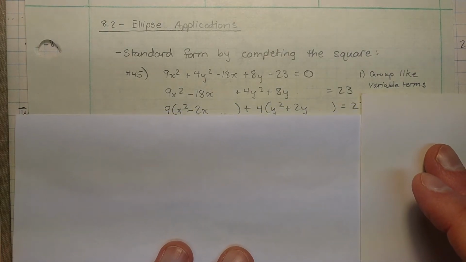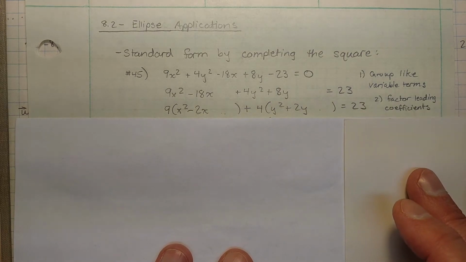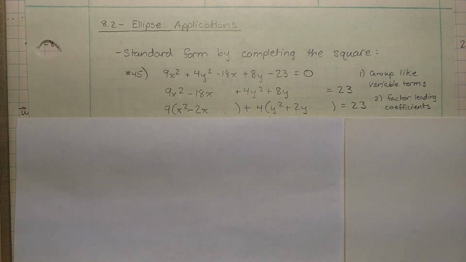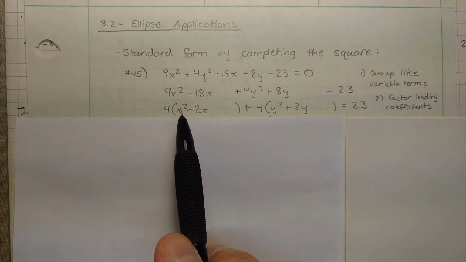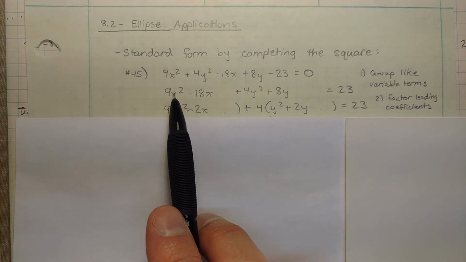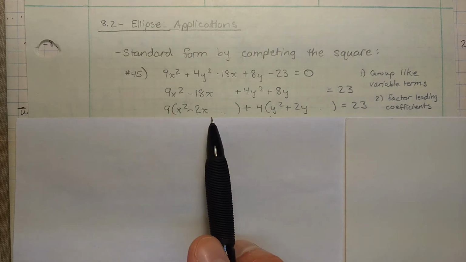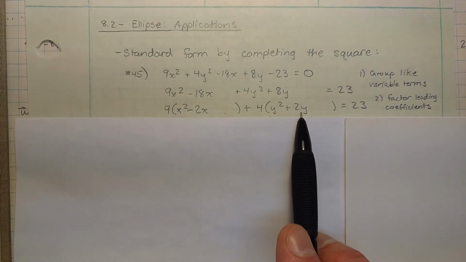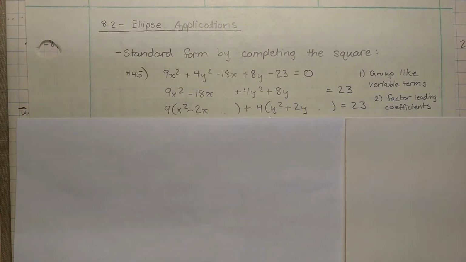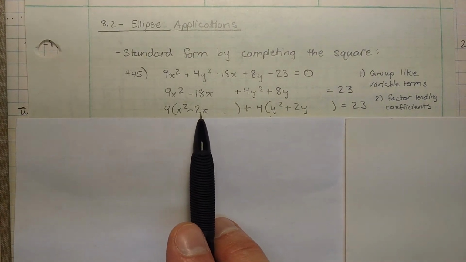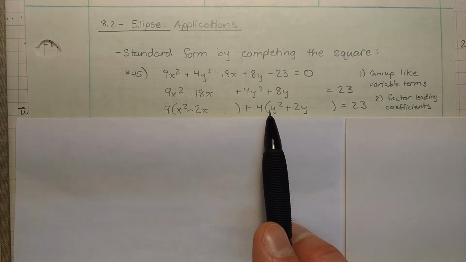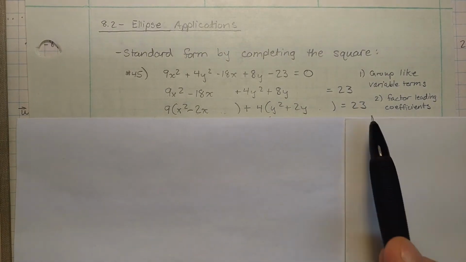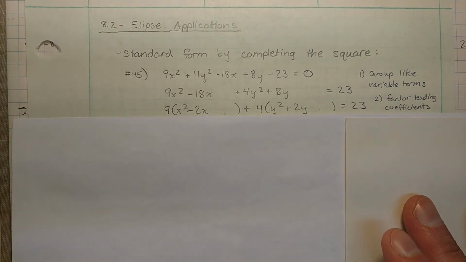Next thing that I do is I factor the leading coefficients for each separate type of variable. So notice here with the x terms, the leading coefficient was a 9, so I factored a 9 out of this one. And here I factored a 4 out of this one. So notice I kept the parentheses here so I could distribute it back in and get back to this. Kept the parentheses here, kept the 23 over there on the other side.